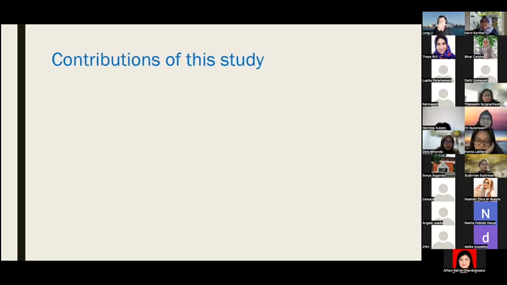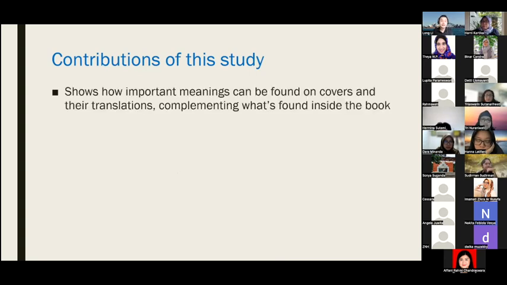Now, I'll end with the contributions of this study. So I hope it has shown how important meanings can be found on their covers and their translations, complementing what is found inside the book. So I hope that maybe this talk can interest and encourage some of you to pay more attention to the meanings expressed on the front covers, because that's still a very much largely neglected issue.